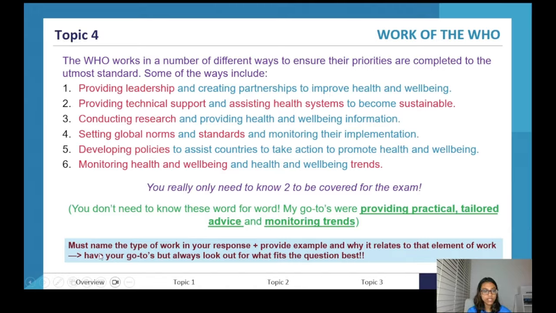So having your go-tos makes it easier, decreasing that mental load and becoming more like muscle memory in knowing what to write for each question. But also remember you need to know the names, not word for word definitions, of the other ones as well, because you might need them when the question works better with one of the ones you don't always go to. You must name the type of work in your response, but not with a completely word for word definition.